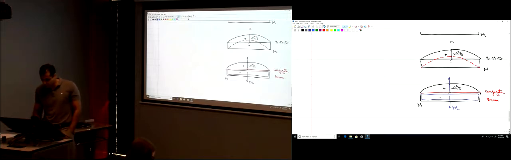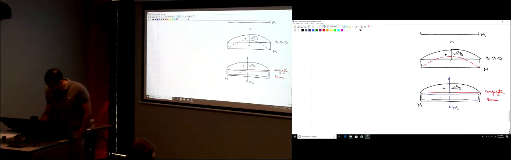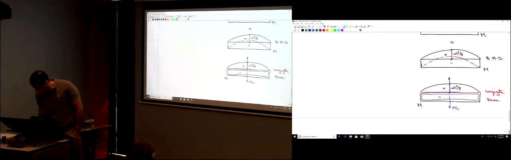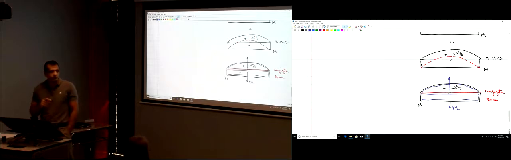And how much is that force? It's equal to the area of that parabola. How much is the area of that parabola? It's 2/3 the height of the parabola multiplied by the length of the parabola. So 2/3 the height of the parabola, which is WL squared divided by 8, multiplied by the length of the parabola, which is L. So here you have 2 and 8, so this is WL cubed divided by 12.